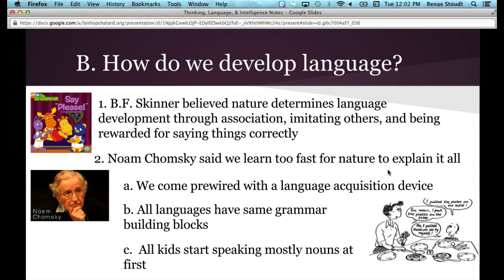And then he also said that all kids start speaking mostly in nouns at first, and then they add verbs later. Culturally, that may be slightly different, but for the most part, he said, this was just evolving over time. Whereas B.F. Skinner said it's rewarding and you learn over time. So that's kind of how we learn language.